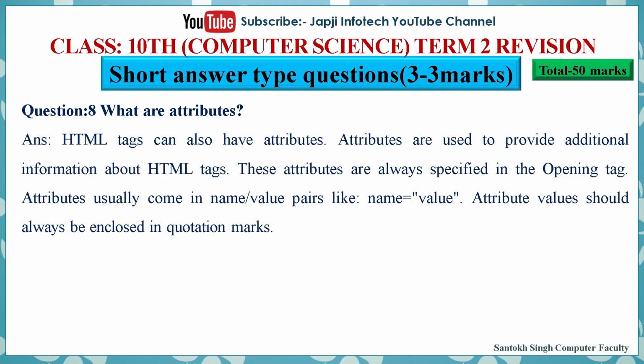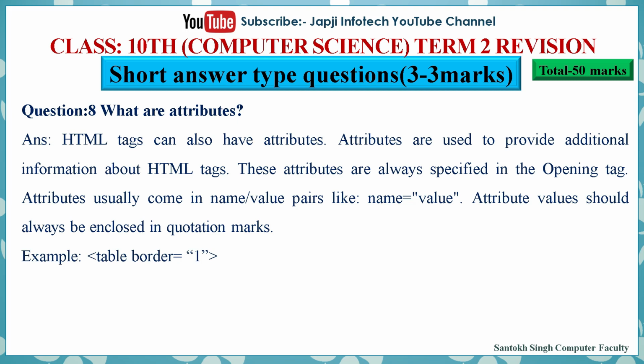So HTML tags can also have attributes. Attributes are used to provide additional information about HTML tags. These attributes are always specified in the opening tag. Attributes usually come in name/value pairs like name="value". Attribute values should always be enclosed in quotation marks.